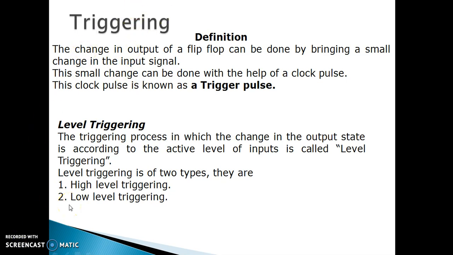There are two different types of triggering. First, that is level triggering. Second is edge triggering. So let us see what level triggering is. The triggering process in which the change in the output state is according to the active level of the input is called level triggering.